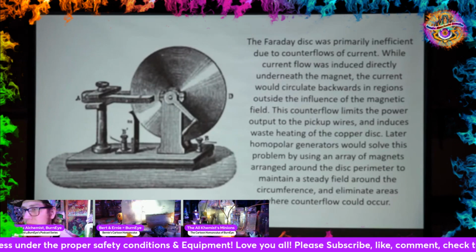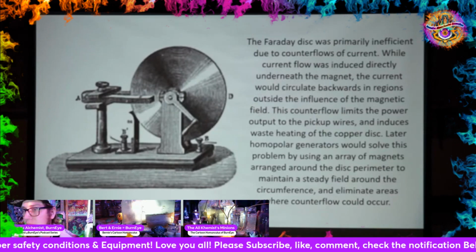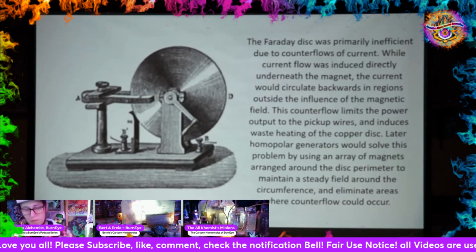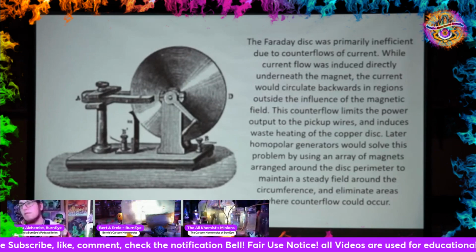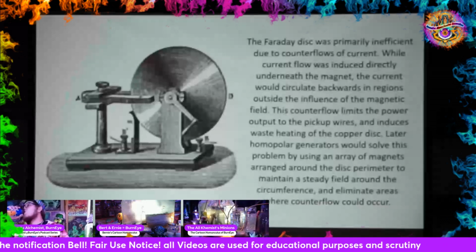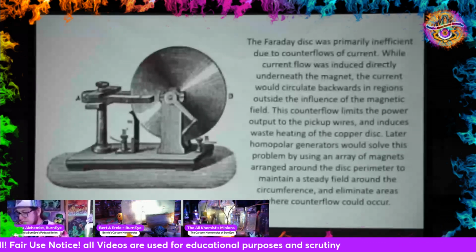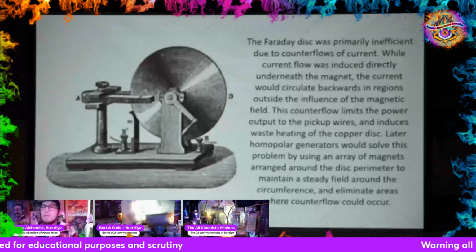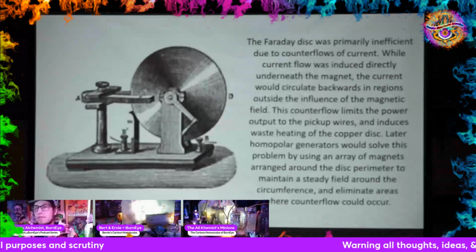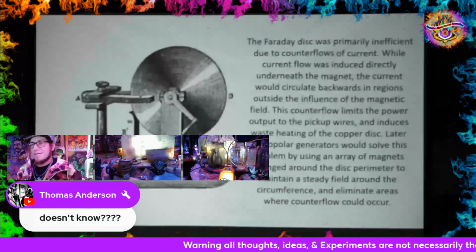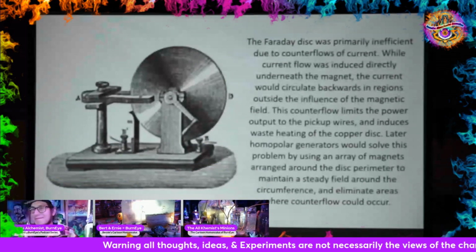While current flow was induced directly underneath the magnet, the current would circulate backwards in regions outside of the influence of the magnetic field. This counterflow limits the power output of the pickup wires and induces wasted heat on the copper disc. Later, homopolar generators would solve this problem by using an array of magnets arranged around the disc perimeter to maintain a steady field around the circumference and eliminate areas where counterflows would occur.